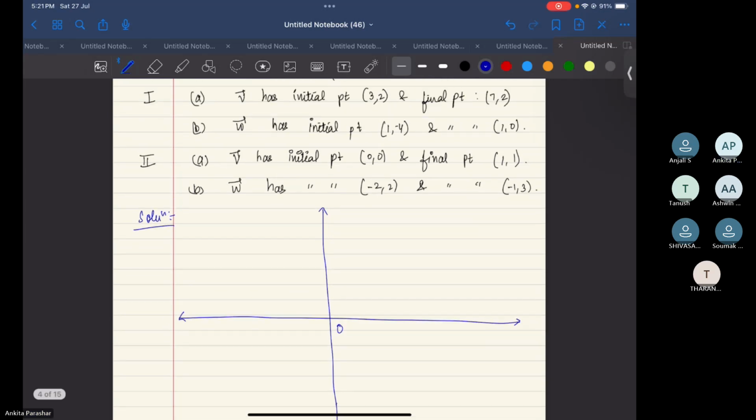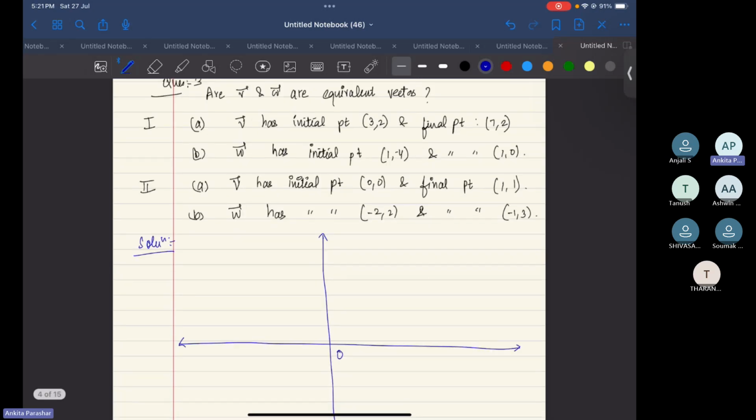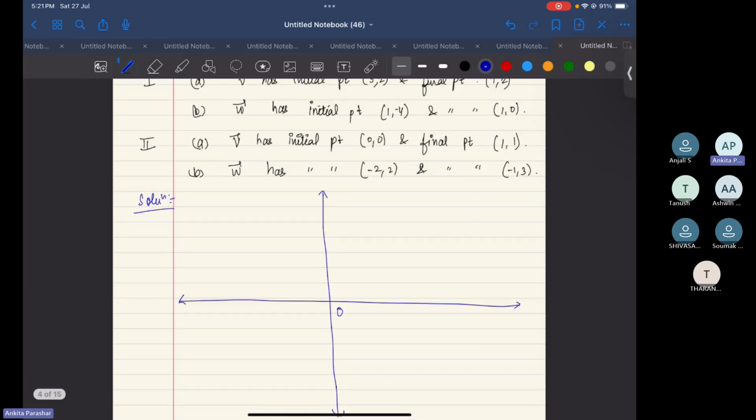So first thing, vector V and W, are they equivalent? No, ma'am. They are not equivalent. Okay, what is wrong? Is the direction wrong or the magnitude wrong? They have the same magnitude, but the directions are not the same. Okay, can you help me in drawing this? Okay, let me draw.